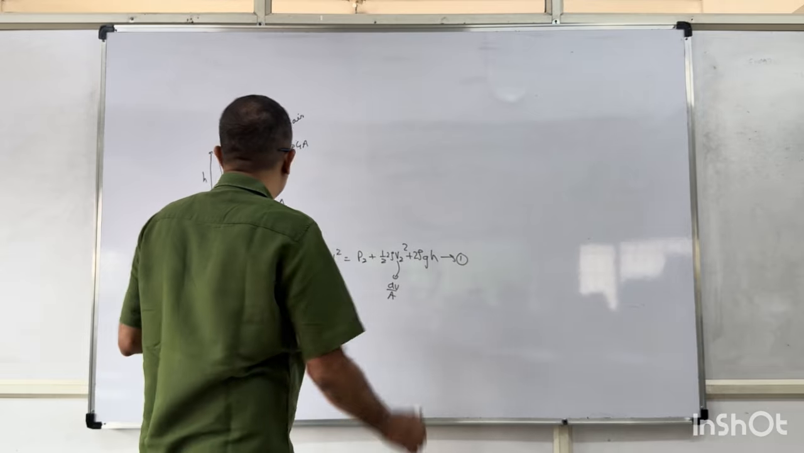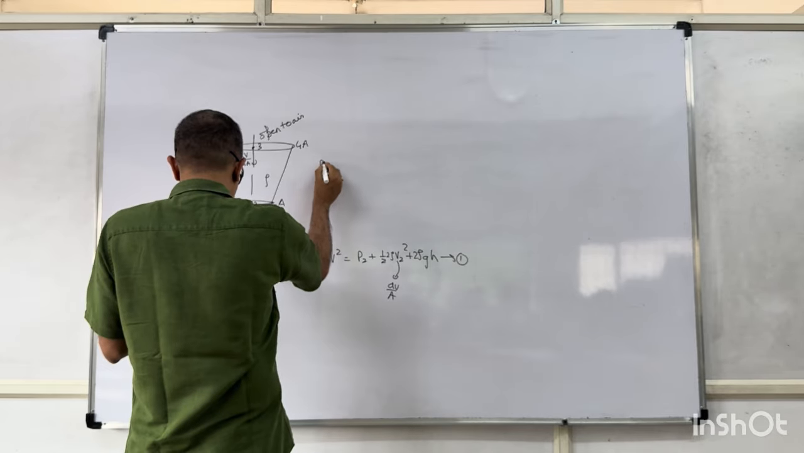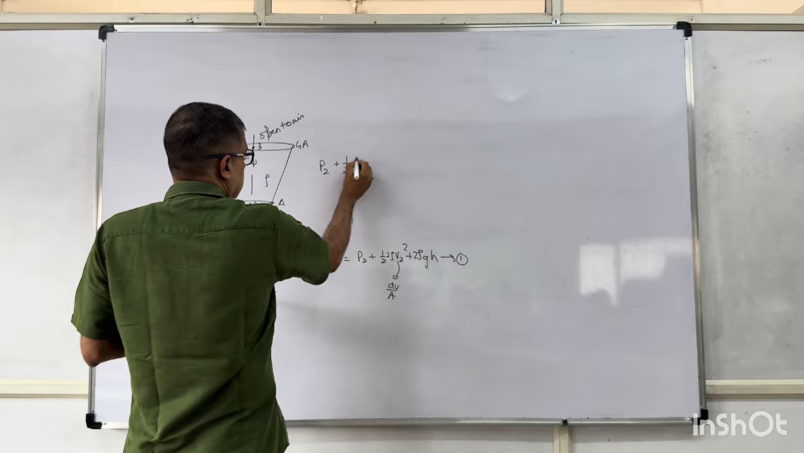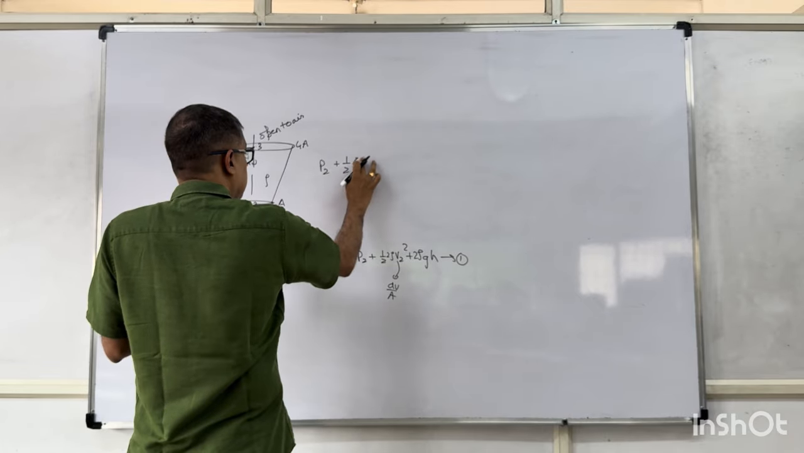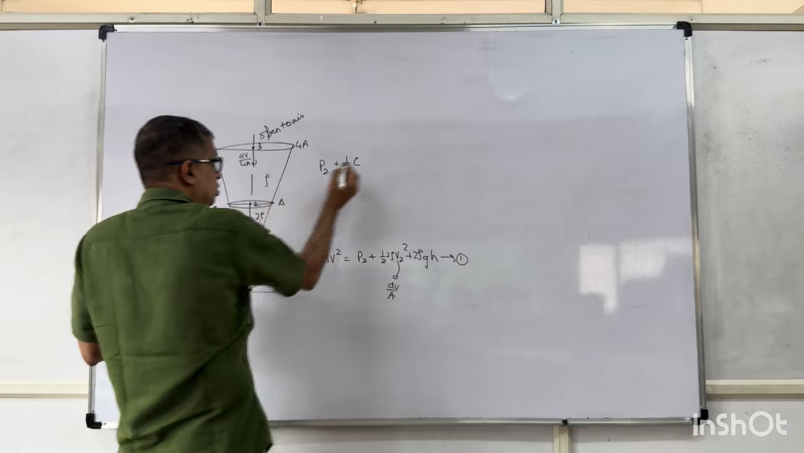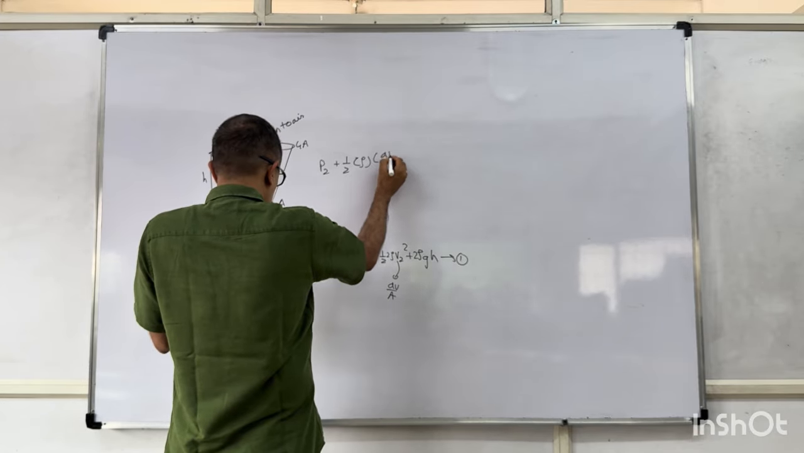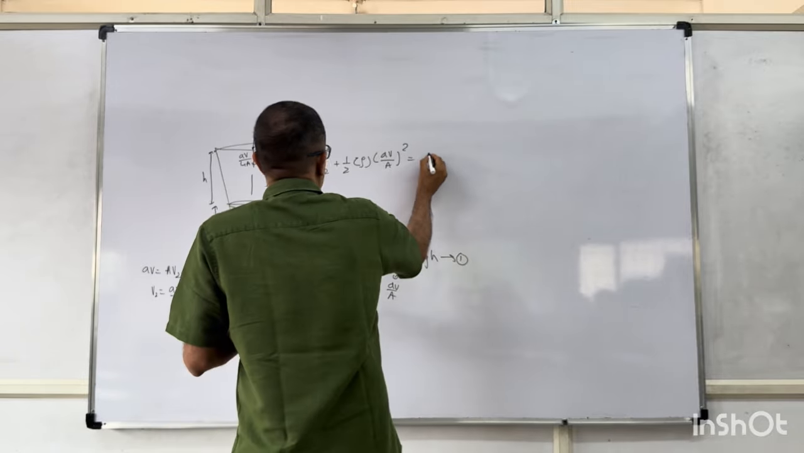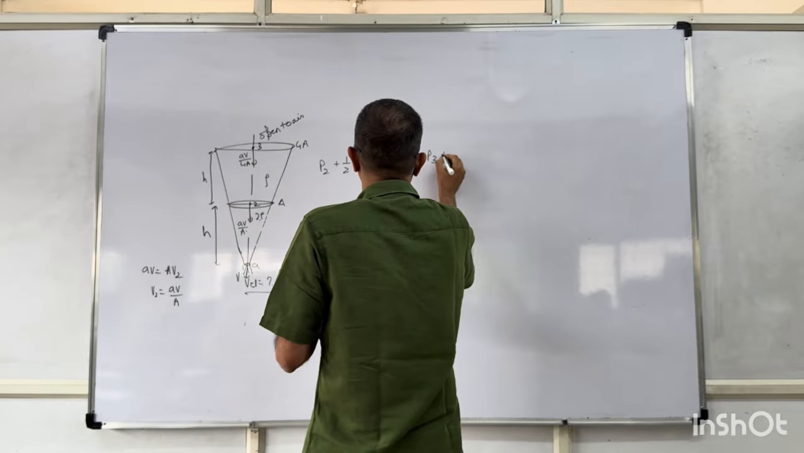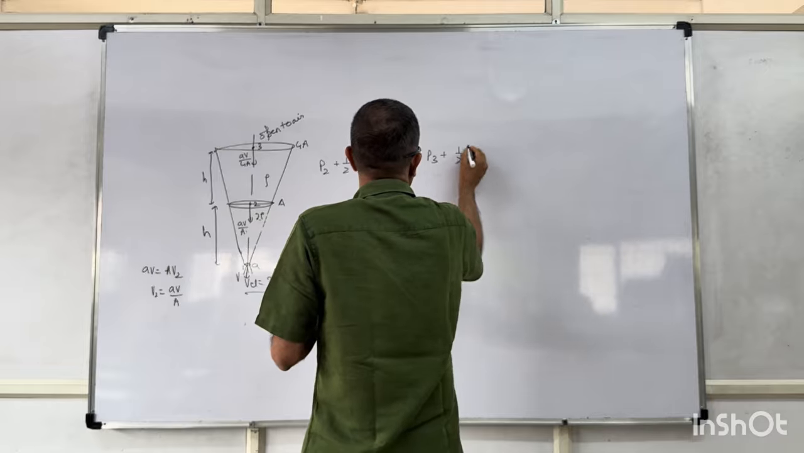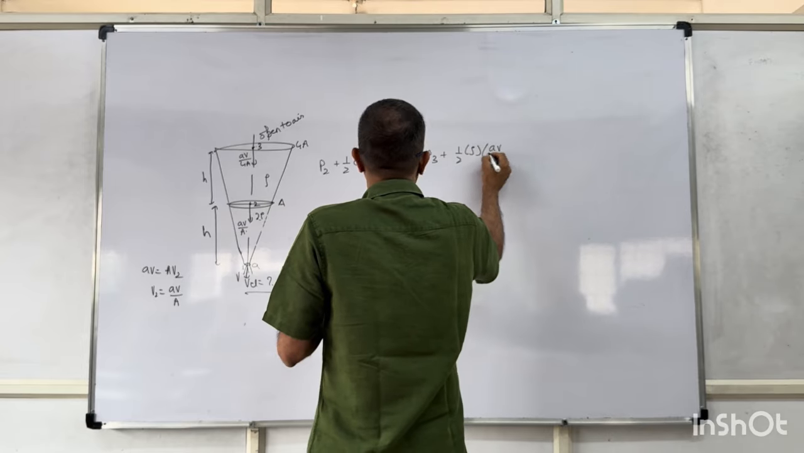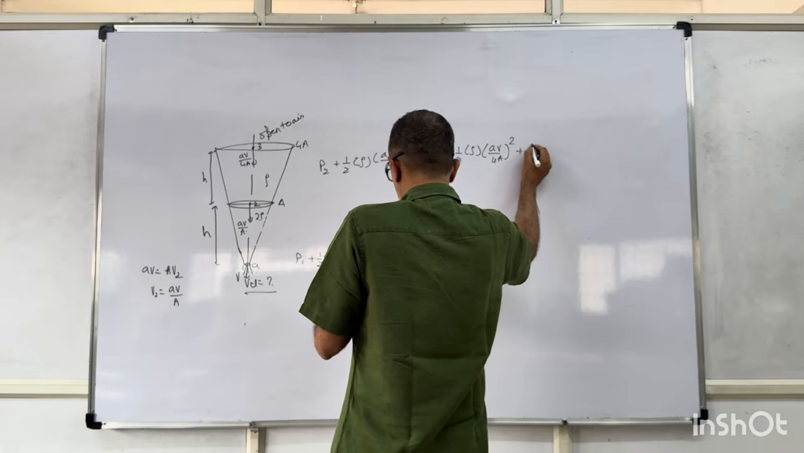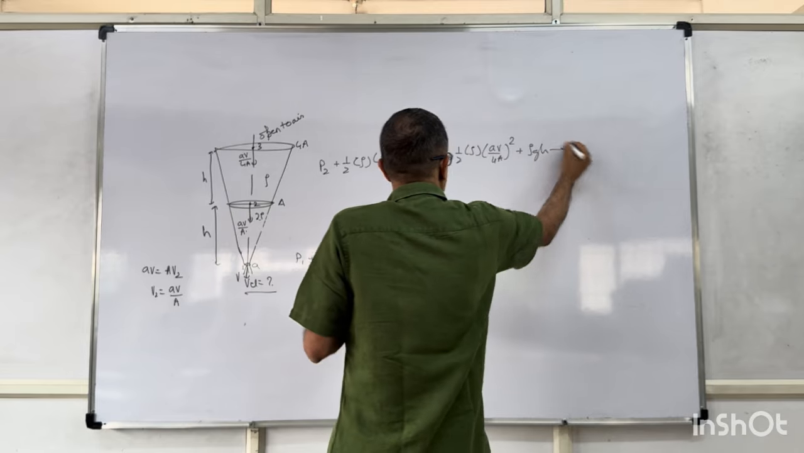Now apply Bernoulli's equation to point 2 and point 3. Pressure at 2 plus half, here point 2 I am taking just inside this, rho into AV by A whole square. I am taking this as the reference line. Will be equal to pressure at 3 plus half rho AV by 4A whole square plus rho GH. This is my second equation.